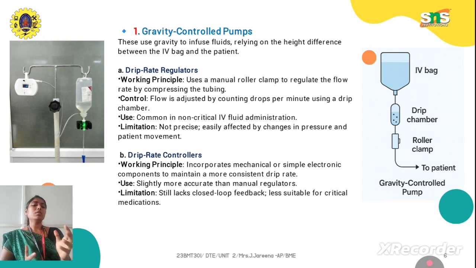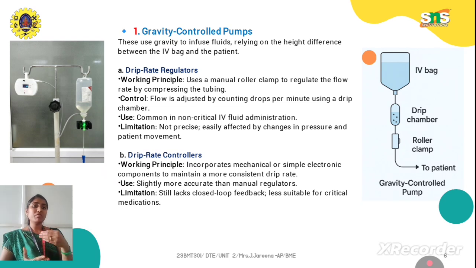This type of drip rate regulator can be used in non-critical IV fluid administration. The limitation is that we don't know precisely what is happening. We are just pressing the tube with the roller clamp, and the fluid is adjusted or reduced, but we can't easily measure the exact value in drip rate regulators.